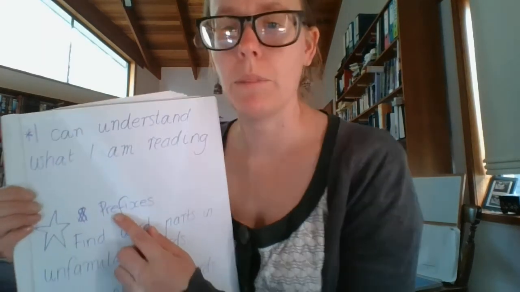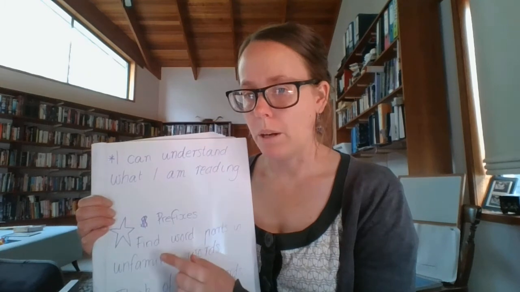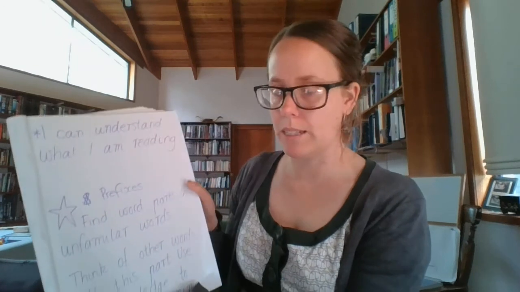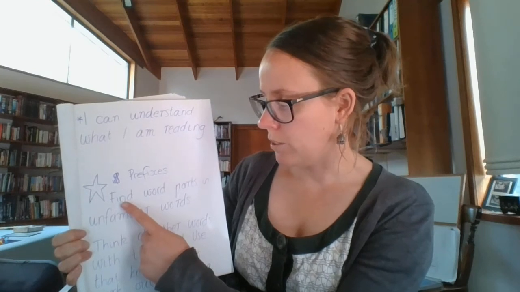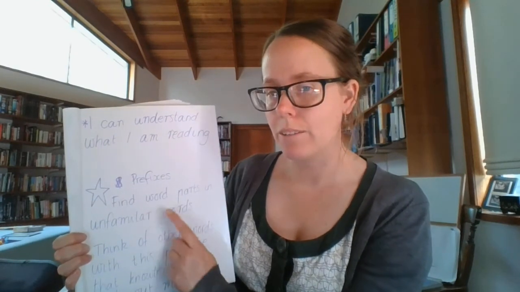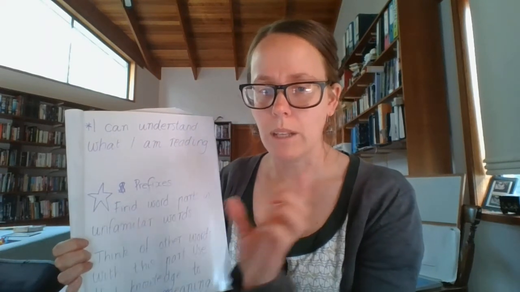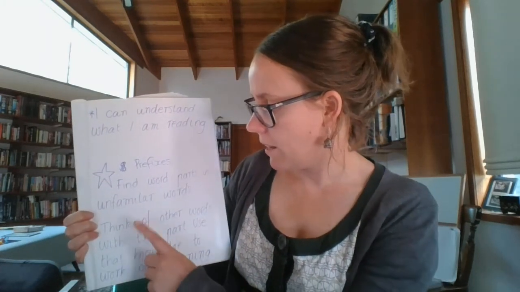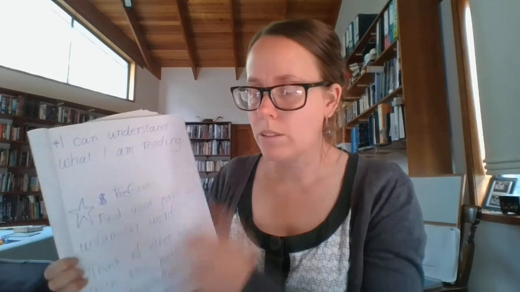So today we'll be looking at something called prefixes, and I'll explain a bit more about them later. But I want to tell you about our success criteria. So this is the way we're going to meet our goal of understanding what we read. So first of all, we'll find word parts in unfamiliar words. So when we look at a word and we don't know what it means, we're going to look at the different parts of the word to help us understand. Then we're going to think of other words with this word part, and we'll use that knowledge to help us work out the meaning of the word.